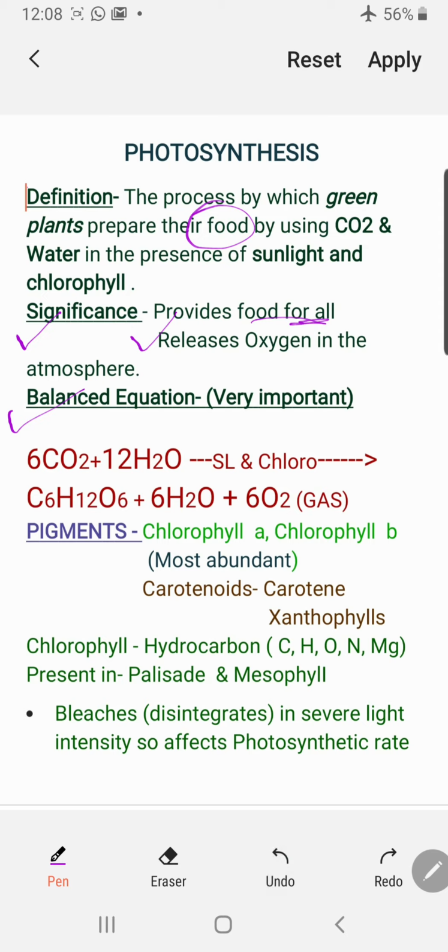Right, children? Then you come to the third topic. The third topic is pigments. Just in the definition you said green plants, right, children?